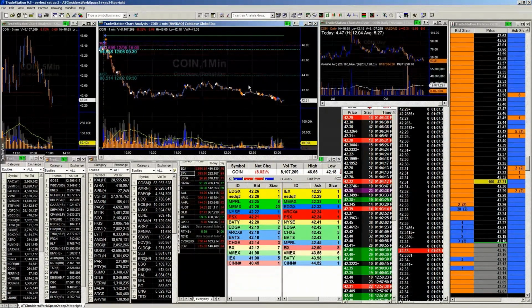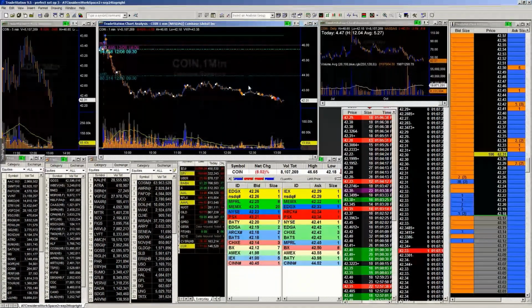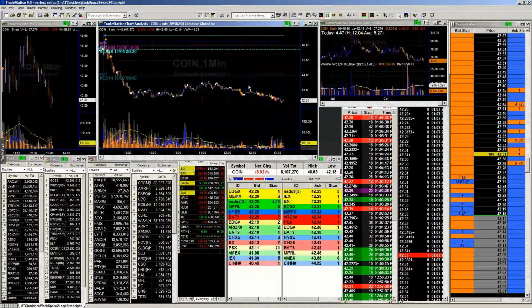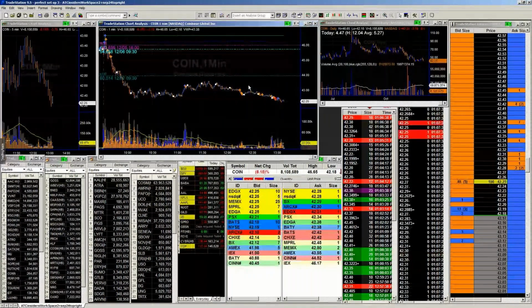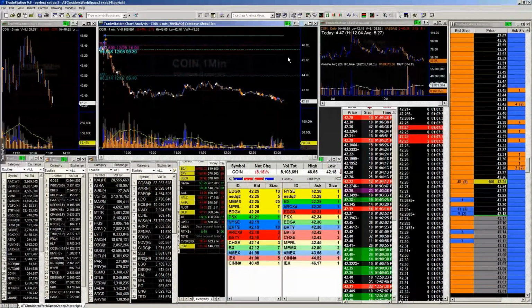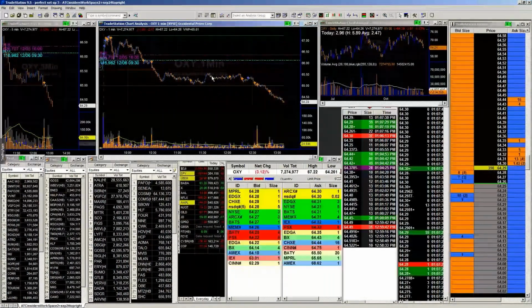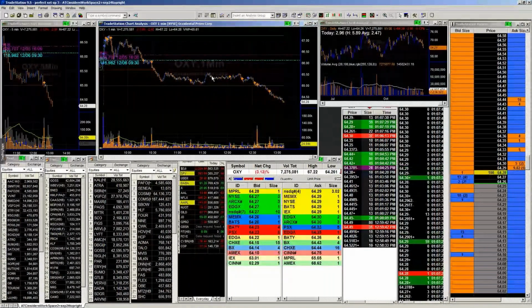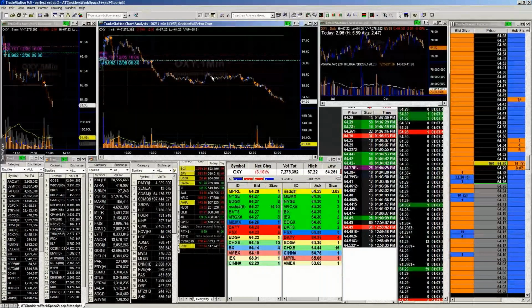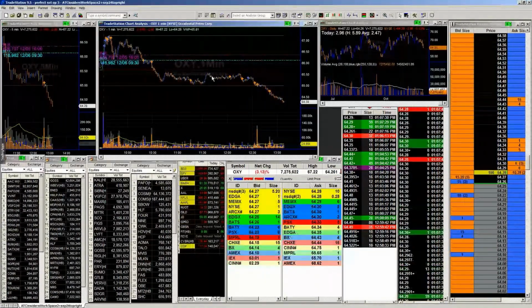Okay, let's do another one. This is a good example. Let's do Oxy. All right, so Oxy looks like a beautiful trade today, right? I mean, $3. Okay, on average, it moves $2.47. What does the puzzle tell us?